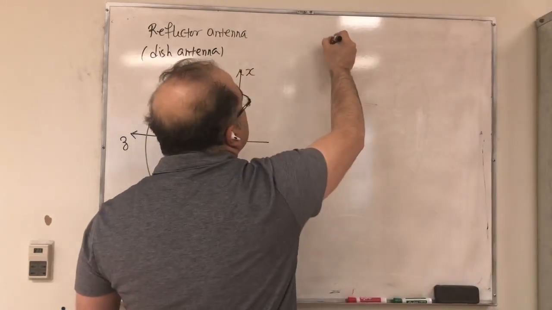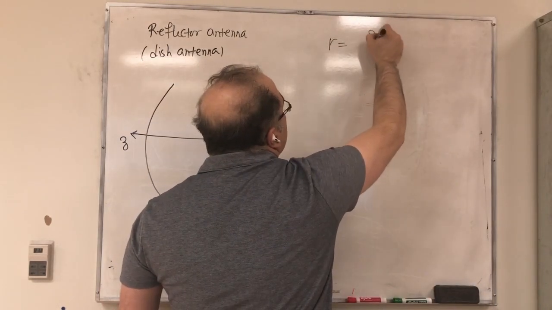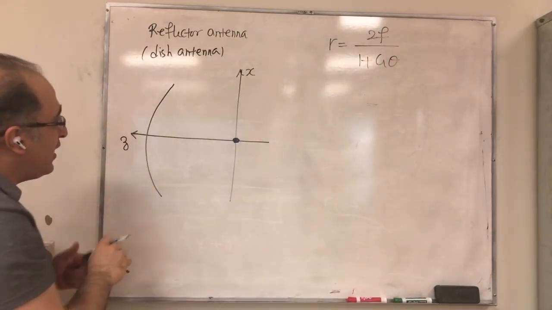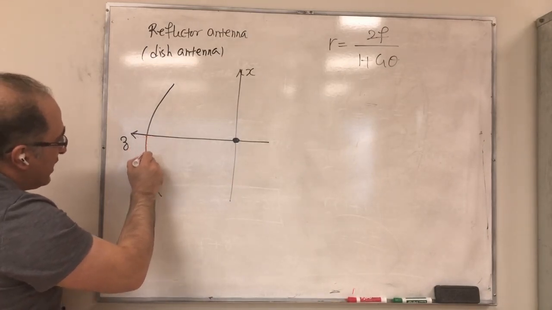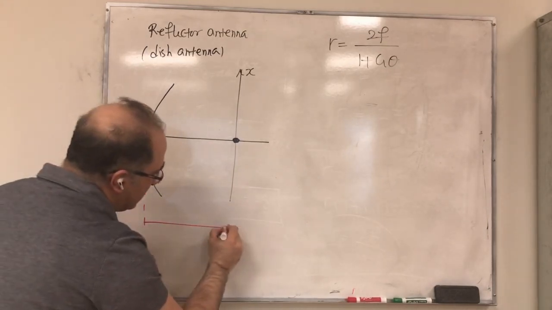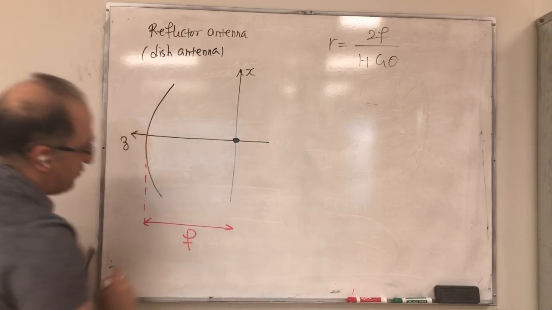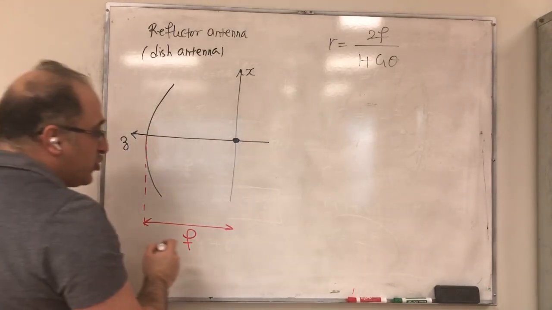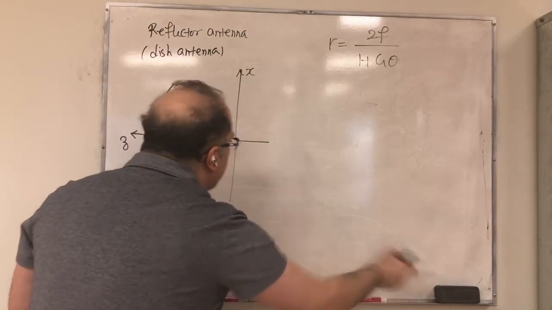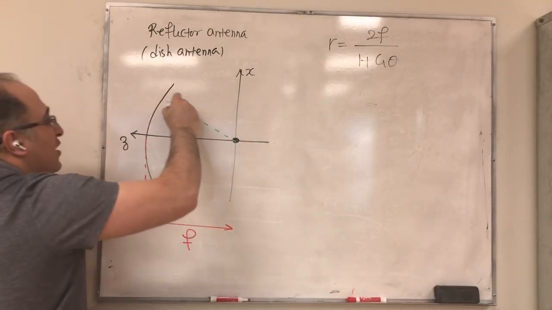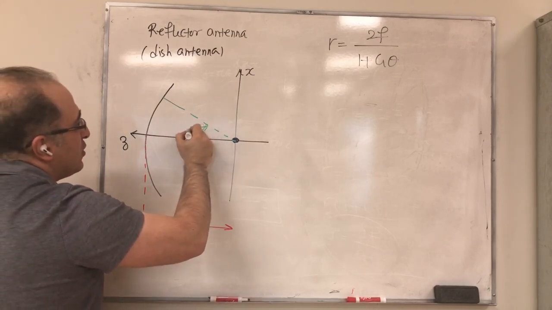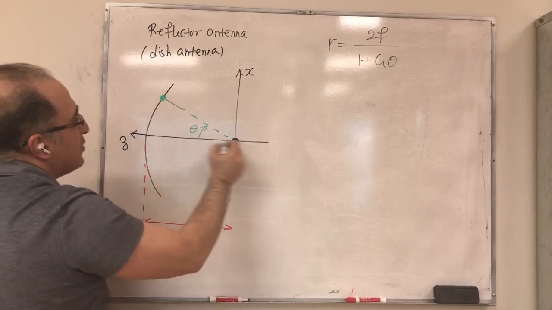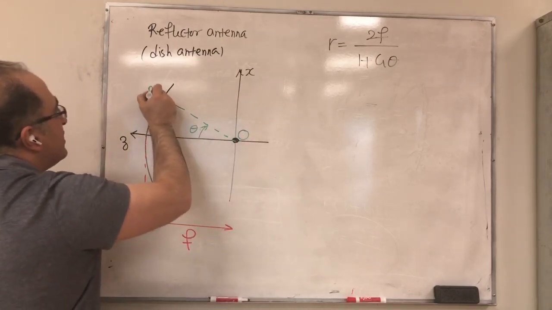So the equation is r equals 2f over 1 plus cos theta. Let's identify f again. This is the apex, so this distance is f. So that's 2f over 1 plus cos theta. Let's also show, for example, theta here. If I have this line here, this angle is of course theta. It can be any point, so theta will change. Let's call this O, and let's call this A.